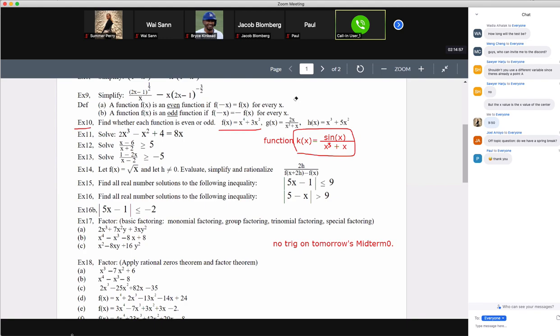So what I'm going to do is let me erase all this, and I'm going to show you how to do this. How about h? Let me do h here. So in this case, let's look at h. Okay, how do you do this? h of minus x.